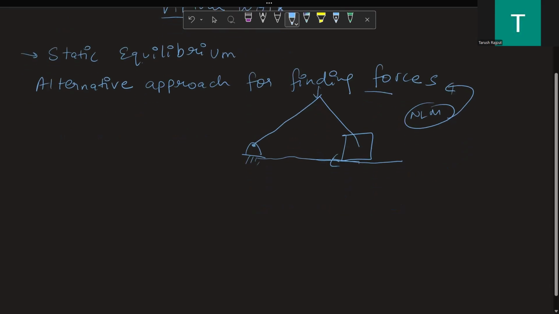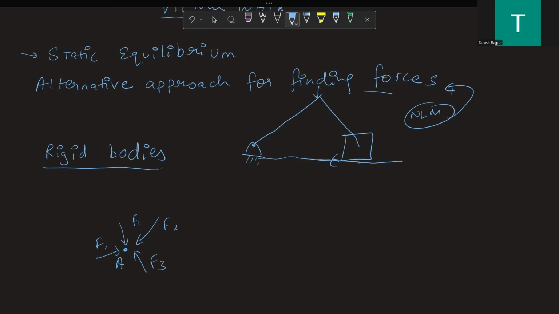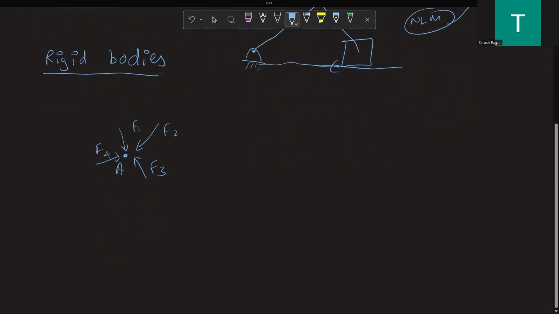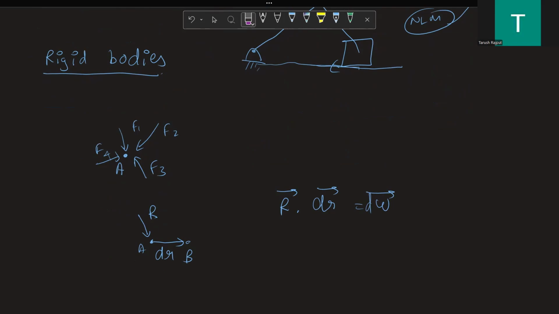Of course, rigid bodies must be in equilibrium. We are not talking about non-rigid as far as JEE is concerned. Let's consider a particle at point A, and a number of forces are being applied on the particle: F1, F2, F3, F4. If the resultant R of all the forces moves the particle from A to B, and the displacement, let's say, is dr, then the work done will be R vector dot dr vector. Let's say W only, because the force is the resultant.